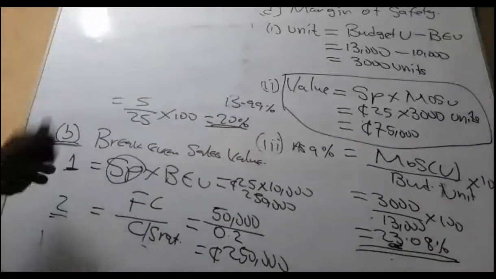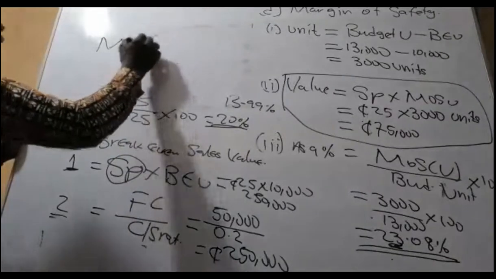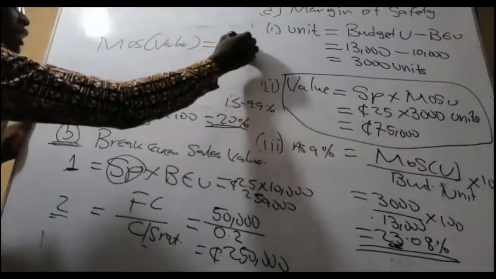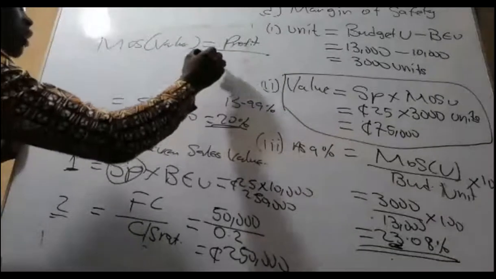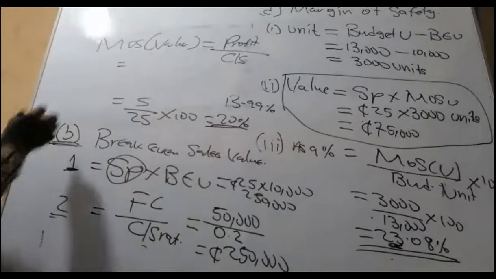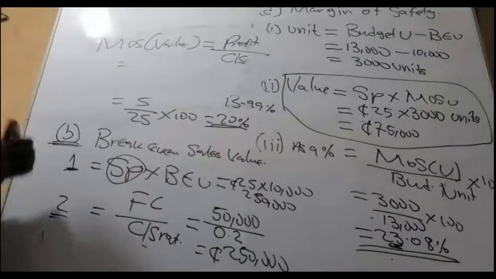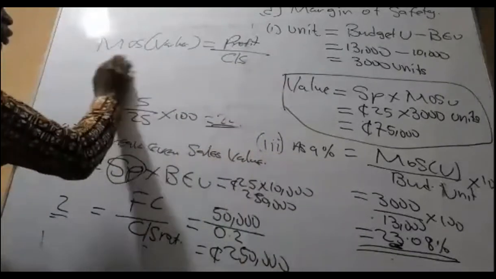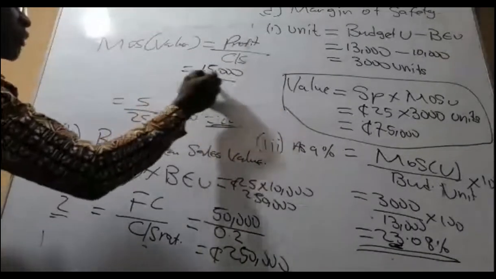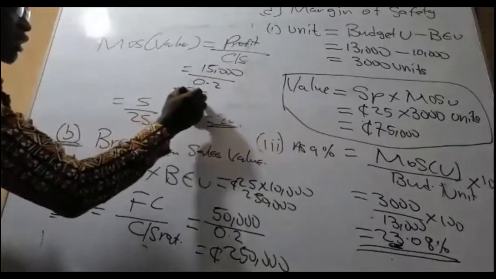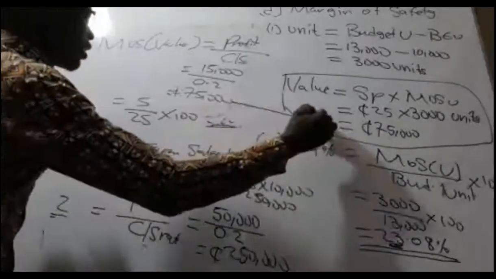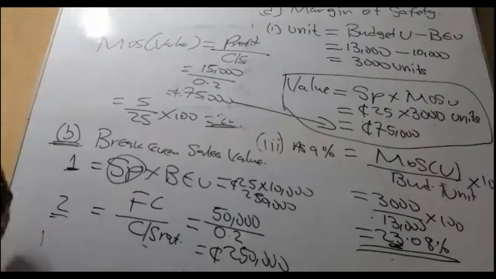Let me calculate it here. The margin of safety in terms of value is the profit at the budgeted level divided by the CS ratio. I had 15,000 divided by 0.2, which is equal to 75,000 Ghana cedis. And that's the answer that we had here. Good. They are alternatives. Then you are done.